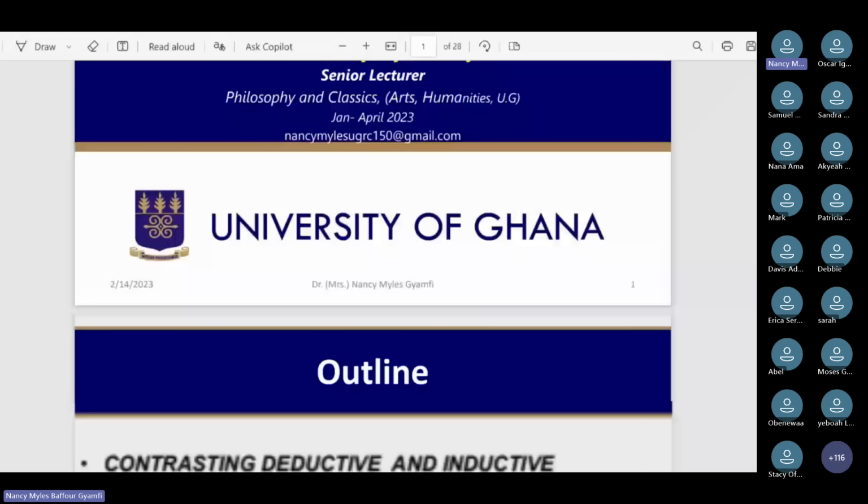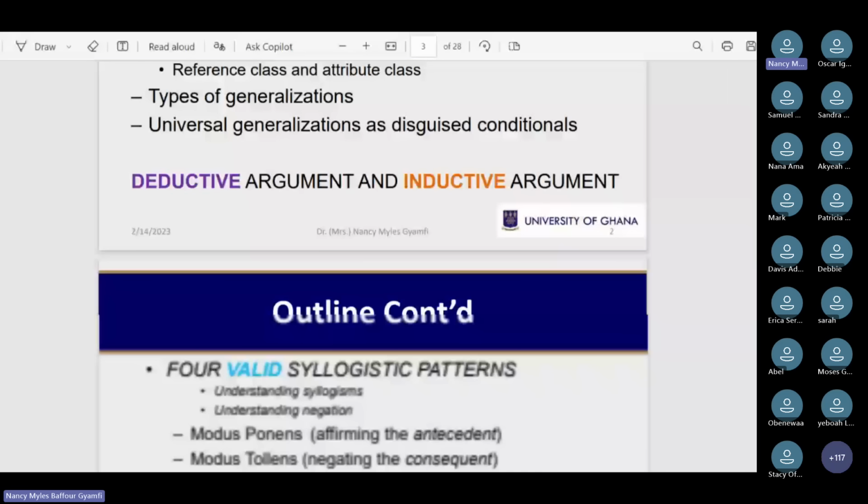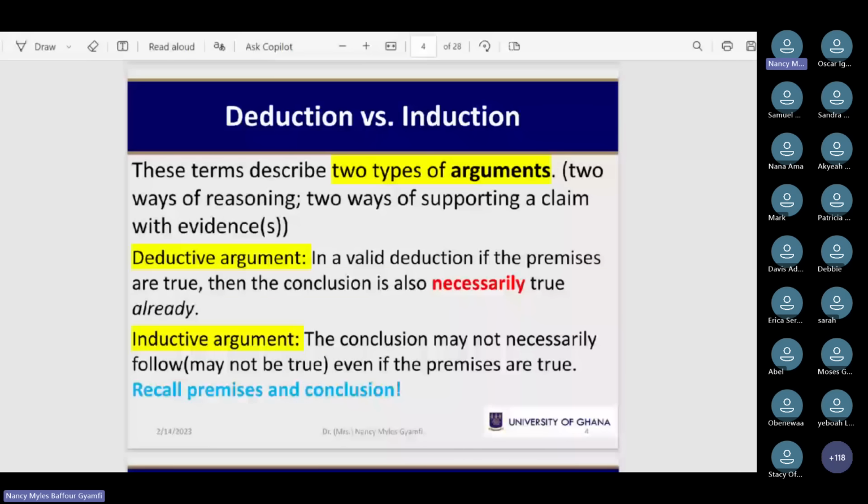So quickly, I went through the course outline with you last week, so we'll go straight to substantive matter. This is what you see on your screen, shared to all groups on the site, on the unit. Think of deduction and induction as two types of arguments, and to make it simple, as two ways of reasoning, two ways of arguing. I could choose to argue deductively or I could choose to argue inductively. What do we mean either way?